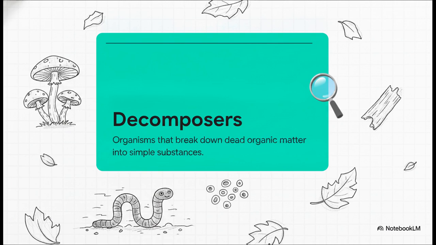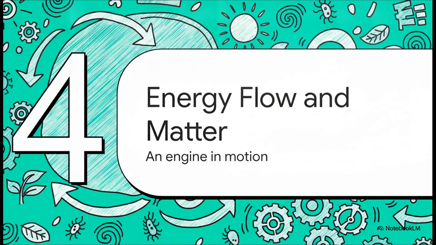They return vital nutrients and minerals straight back to the dirt and water, prepping the soil so new plants can use them all over again. Block number 4, energy flow and matter. Now that we've met the whole crew, let's watch them go to work and see how these functional blocks actually interact, like an engine in constant motion.